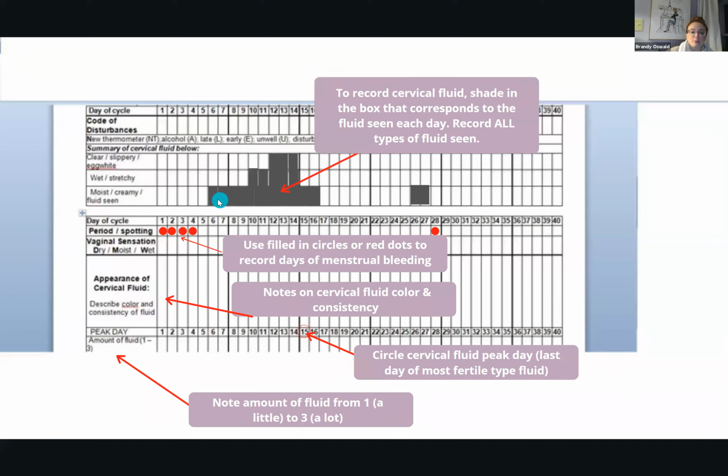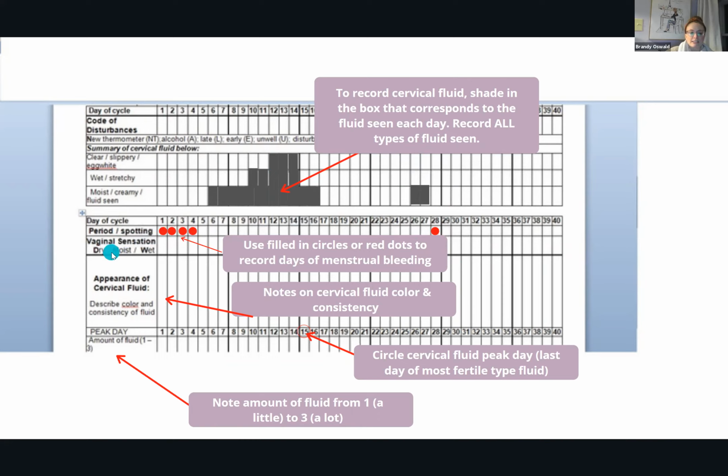And you'll see cervical fluid builds up after the period, builds up over time. You might have a few egg white days, and your peak day is this last egg white day. But you won't know that until the next day when cervical fluid dropped off. And then you'll see here, you can have some appearance of that sticky fluid later in the cycle before the period begins. You fill in your period with a red dot or a circle in the period and spotting line.